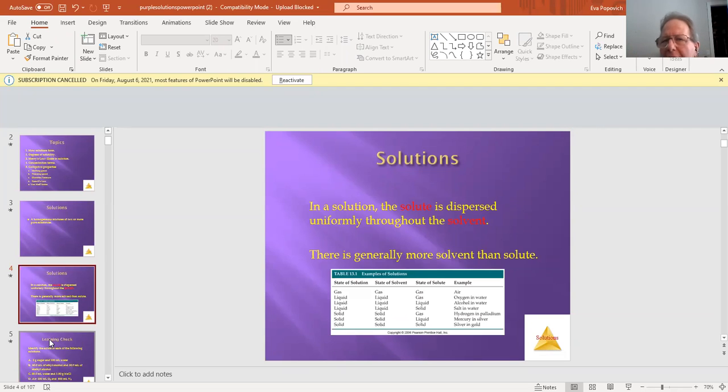We can have a gas with a gas. Look at all this stuff around us. We have nitrogen dissolving oxygen. Normally speaking, when we're talking solutions, we're going to be talking about a solid being dissolved in a liquid or a liquid being dissolved in another liquid.